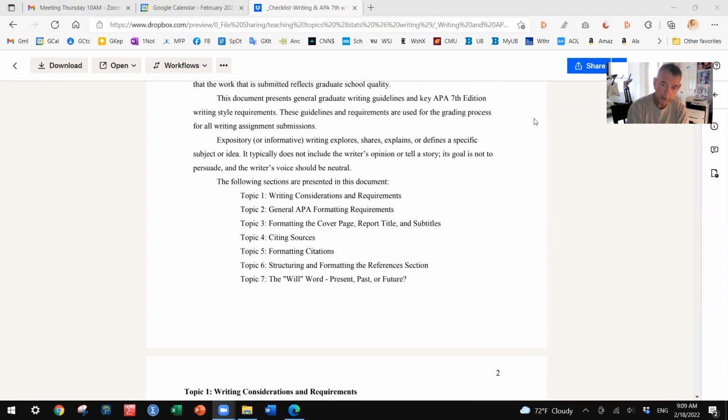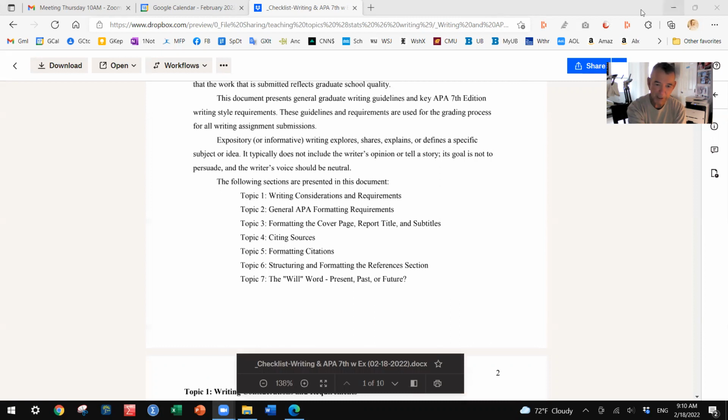Topic one that we'll cover is general writing considerations and requirements. Topic two, we'll talk about APA formatting. Topic three is an APA issue as well, which is how to format the cover page, the report title and subtitles. We'll talk about how to cite sources in APA, how to format your citations, how to structure and format the references section. And then finally, we'll end with a topic of tense, present, past, or future tense, focused around the word will, which students very often will not use correctly. And so we'll sort of talk about that as we go along.